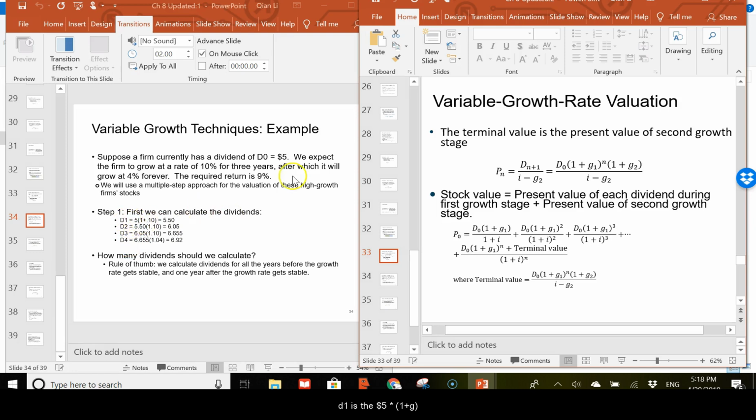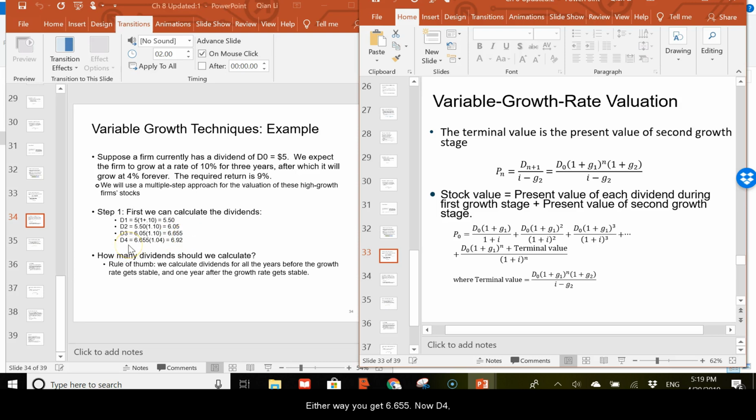So D1 is the $5 multiplied by 1 plus g. You notice g here is the high growth rate in the first stage, and D2 is D1 growing by another 10%. And you can also calculate D2 as D0 multiplied by 1 plus 10% to the power of 2. You will get the same result, $6.05. D3 is D2 growing by another 10%, or you can write it as D0 multiplied by 1 plus g to the power of 3. Either way, you get 6.655.